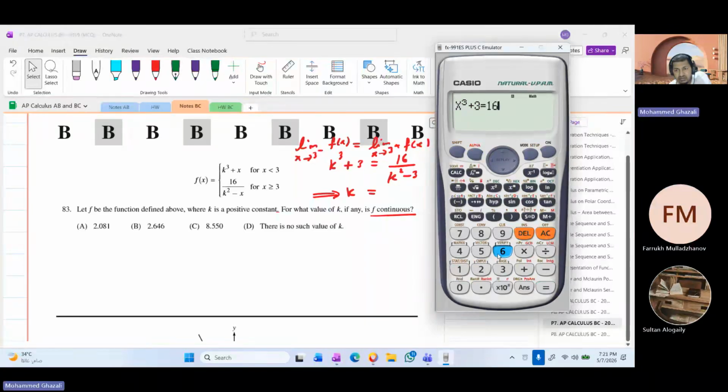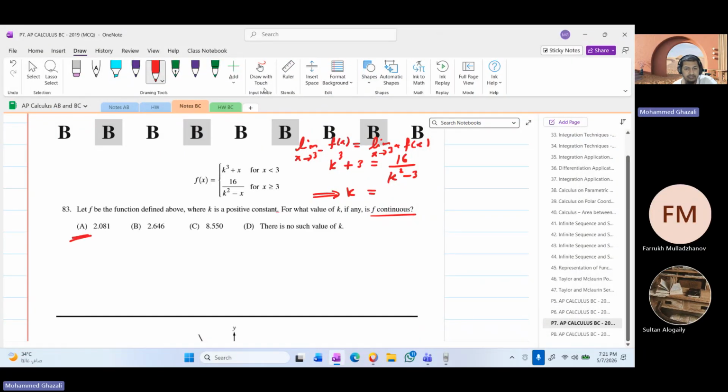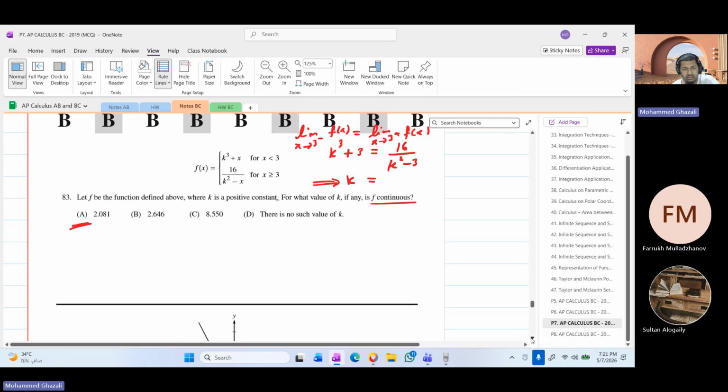16 over alpha x squared minus... 2.081. Are you getting an exact answer? Yeah, 2.081. You should press shift solve. Yeah, perfect, 2.081. I think we did it with the AB guys as well. Yeah, we did the same 2019 paper. Remember the common questions.